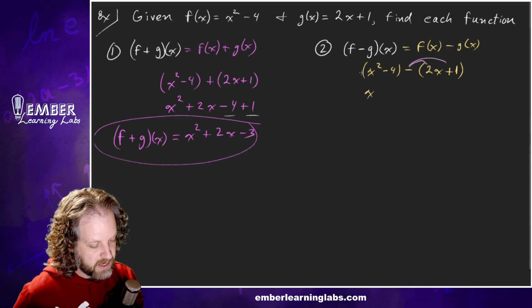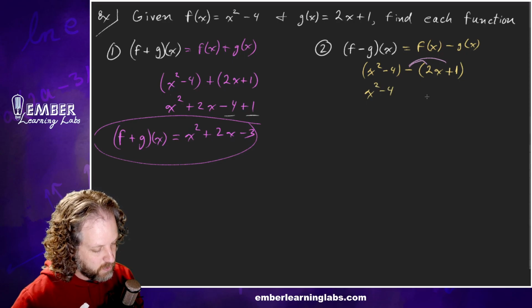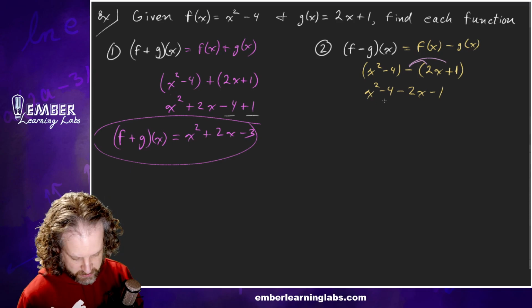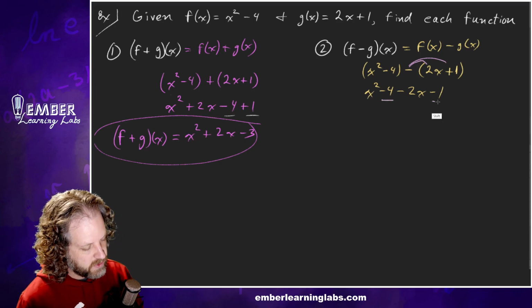So let's bring this one down. There's nothing in front of this one, so we can just drop these parentheses. So x squared minus 4, and then minus 2x minus 1. Do we have like terms? Yes, we do. This one and that one.